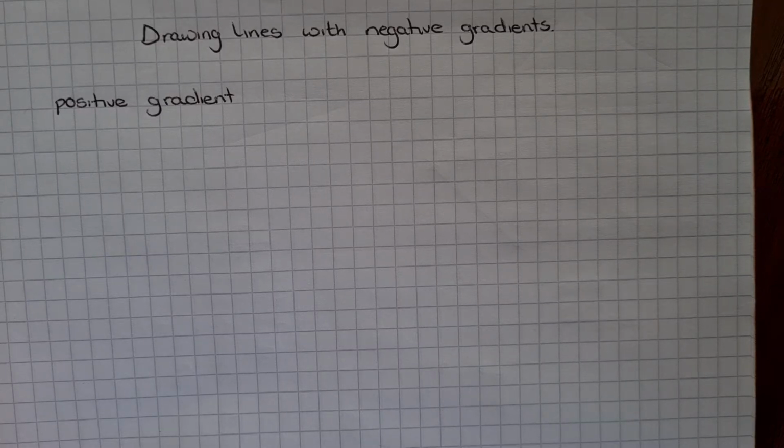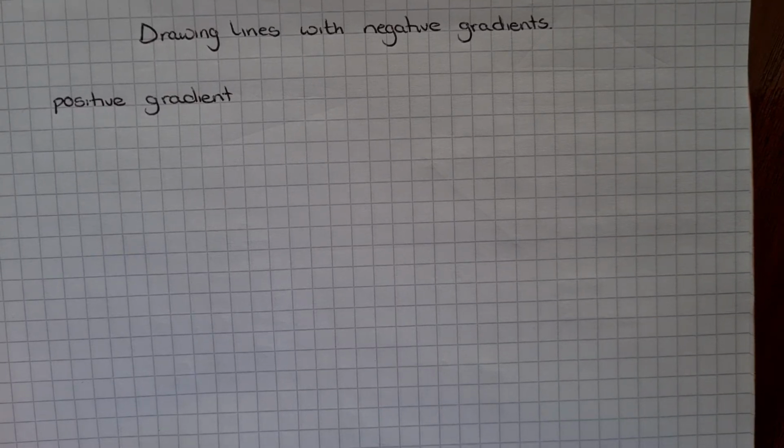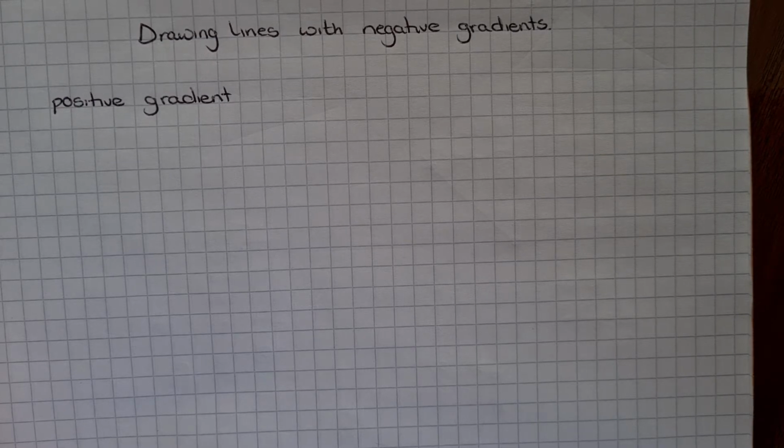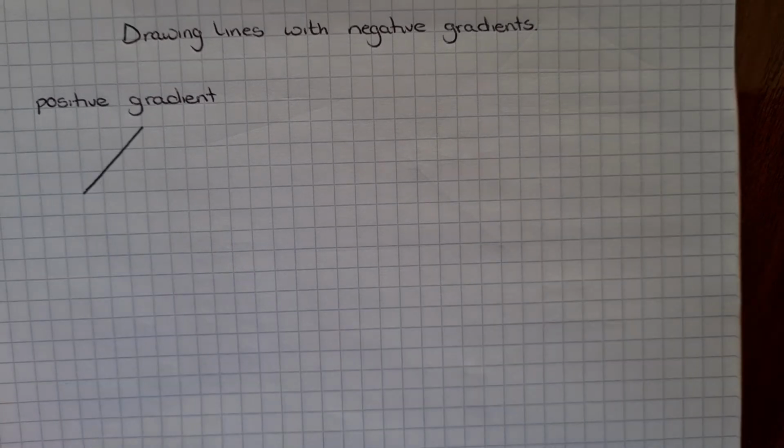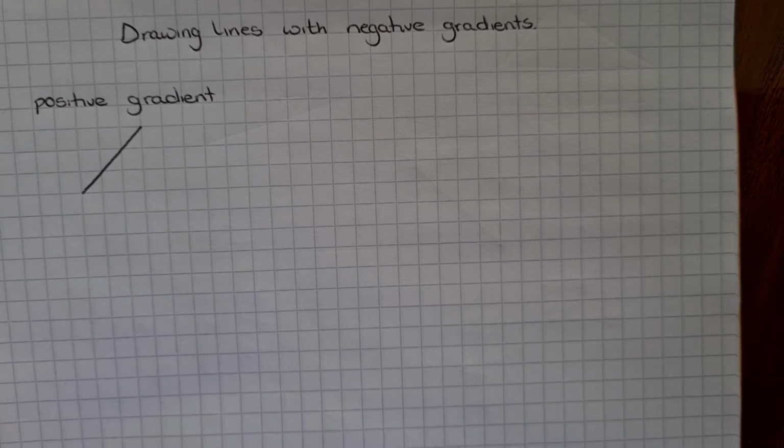So far we have only drawn lines that have got a positive gradient. So that is the number that multiplies the x. If that number's positive, it means it has a positive gradient, and all of those lines have sloped upwards from left to right. Now, if you've got a negative gradient, so a negative number that multiplies the x, then the lines slope downwards from left to right.